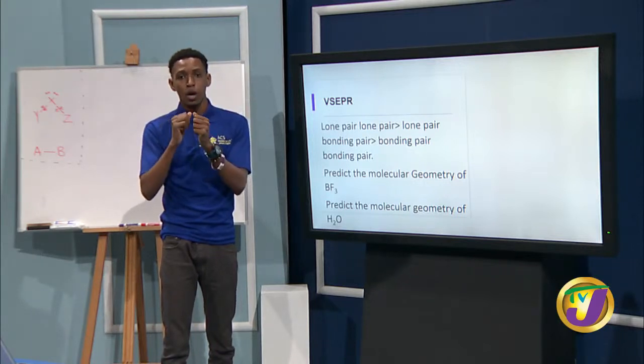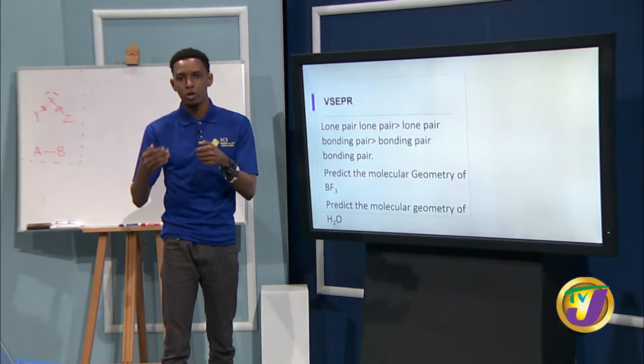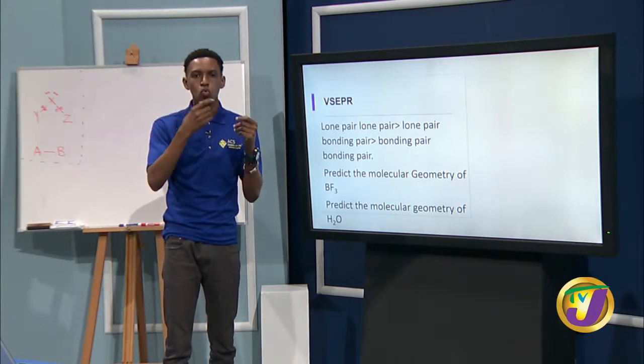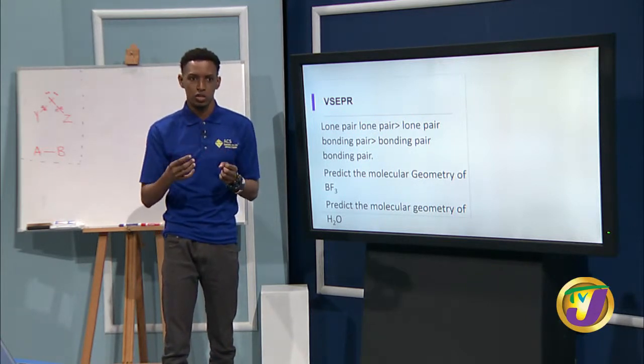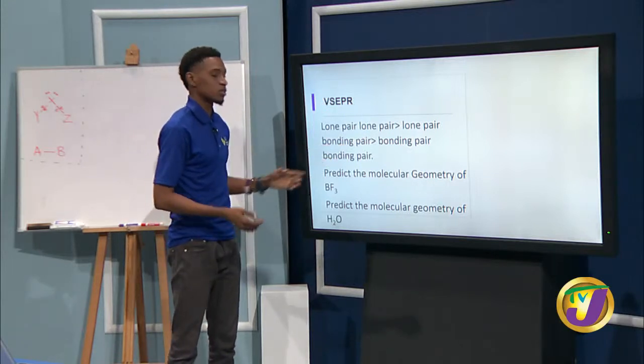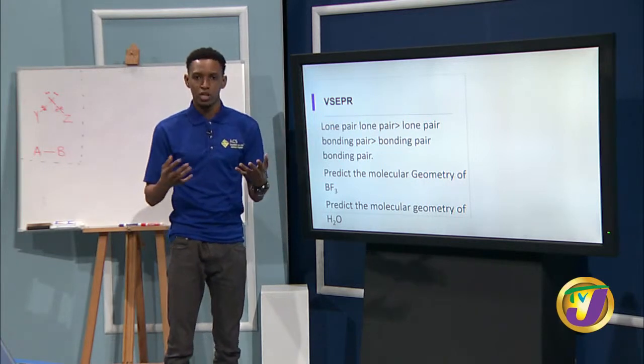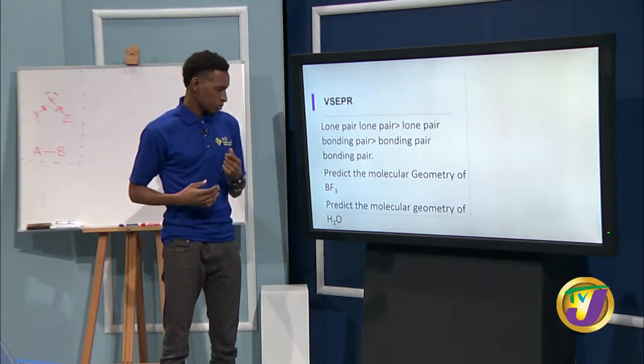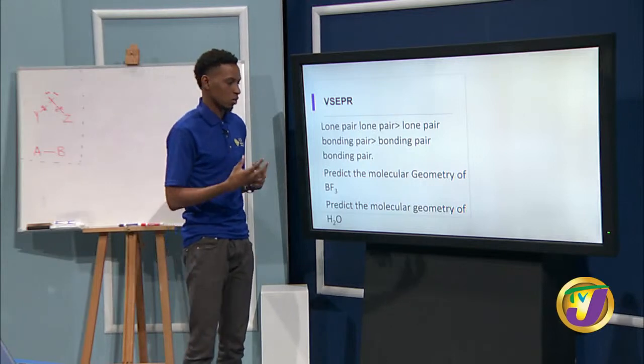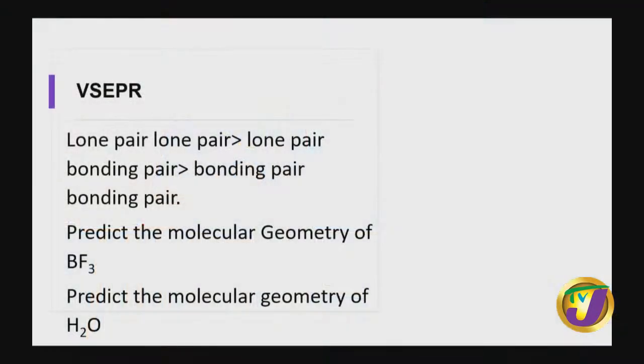If a lone pair is next to a bonding pair, it would repel each other as well, but not as strongly as if two lone pairs were next to each other. And bonding pairs also repel bonding pairs, but not as strong as a lone pair repulsion. And I'll show you what I mean with some of these examples. Now, the first one says we should predict the molecular geometry of BF3. Hopefully you guys have recorded the steps and we'll do it right now. So we'll move to the board.